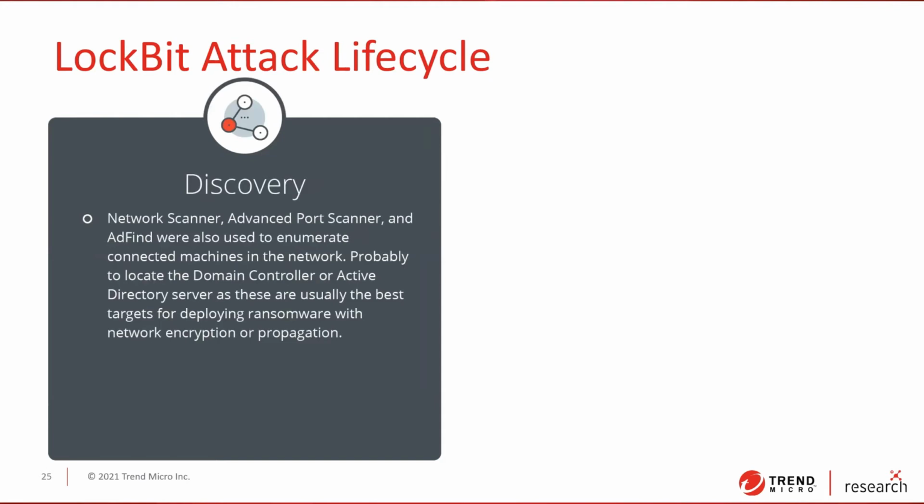On the discovery side, this is similar to what a lot of these gangs do. Again, they're very smart. They're very technology savvy. So once they're in the network, they're going to do a scan of the network. They're going to find out what you're running. In this case, they're using Network Scanner, Advanced Port Scanner, and AdFind to find the AD server, and enumerating a lot of the connected machines in the network. That gives them an understanding of what systems they want to target.